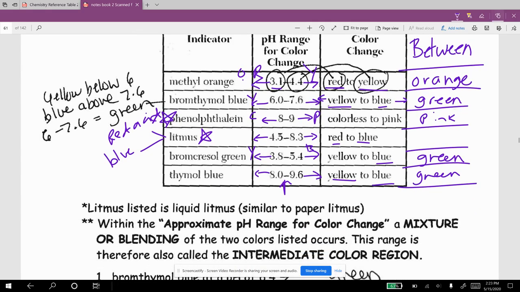You cannot just pick. If I ask you what is the color of litmus at a pH of 8.5, you can't say red to blue because that's not an answer. You have to say one color. It's either red or blue, or it's the mixture between. And if I said 8.8, well, that's definitely above 8.3, so it's going to be blue. If I said what's the color of litmus at a pH of 4, or at a pH of 2, well, I'm not going to say red to blue because it's not red to blue, right? It's going to be below 4.5, so red. Okay, that's how we're going to use this.